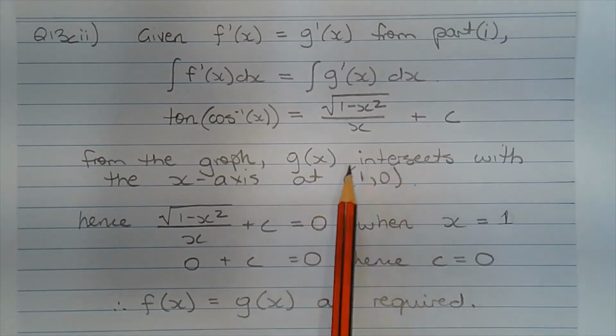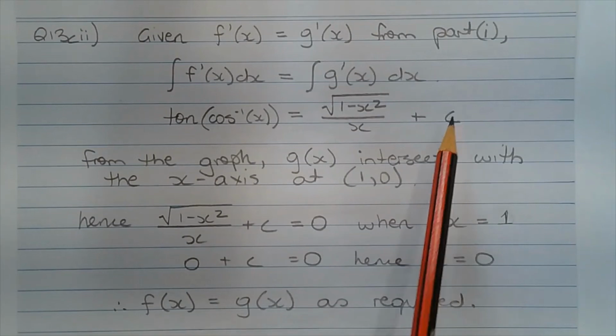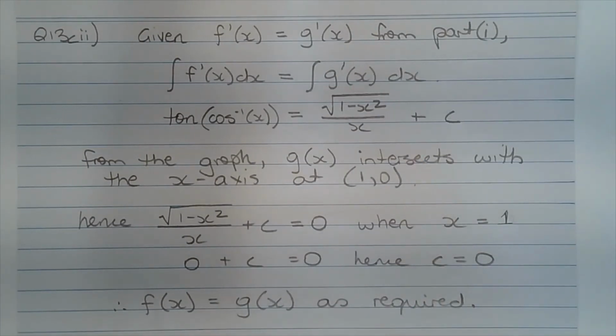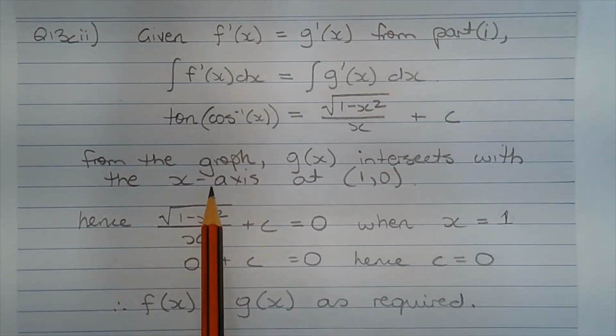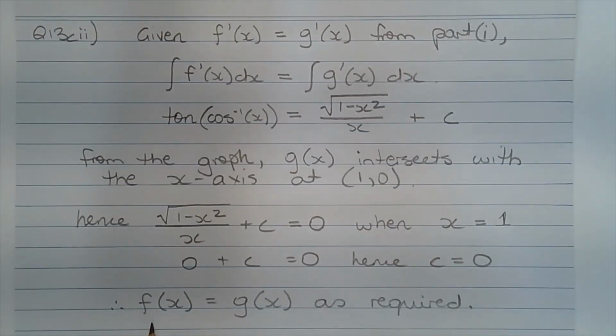So this point can be substituted into the left-hand side of the equation to find the value of the constant. Hence, the square root of 1 minus x squared over x plus c equals 0 when x equals 1. Substituting x equals 1 for x here, we get 1 minus 1 squared, so 1 minus 1 is 0, square root of 0 is 0, 0 over 1 is 0 of course, so 0 plus c equals 0, hence the constant c equals 0. Therefore, f of x equals g of x as required.